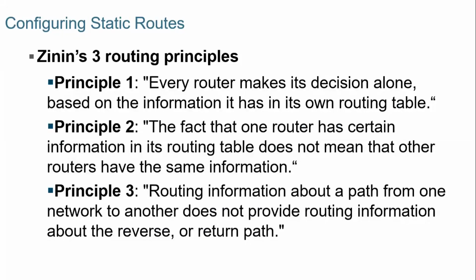1, every router makes its decision alone based on the information it has in its own routing table. 2, the fact that one router has certain information in its routing table does not mean that other routers have the same information. 3, routing information about a path from one network to another does not provide routing information about the reverse or return path. Basically, a router will tell you how to get somewhere, it doesn't tell you how to get back.